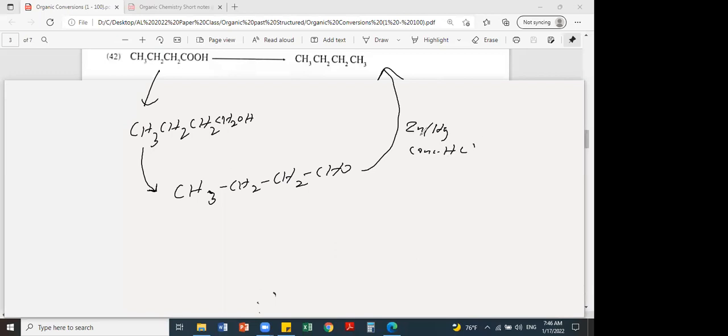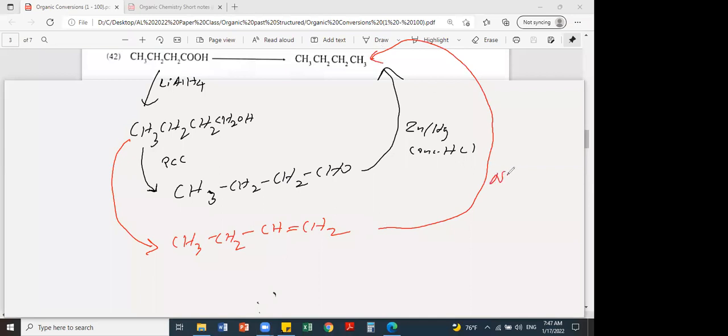Or you can put lithium aluminium hydride, and here we use PCC, right? Some of you have done this with this method, hydrogen nickel and conc H2SO4. That way also you can get it. I'll put a bypass from this side. You can convert this into this also, CH3, CH2, CH double bond CH2. Then you can do nickel hydrogen. Very good. Done.